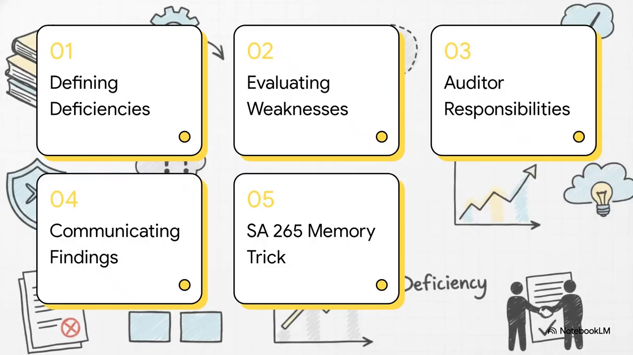And to answer that, here is our game plan for today. We'll follow the audit journey step by step. Number 1, defining internal control deficiencies. Number 2, spotting and evaluating weaknesses. 3, the auditor's core responsibilities. 4, communicating and documenting findings. And finally, number 5, we'll wrap up with the SA 265 memory trick.